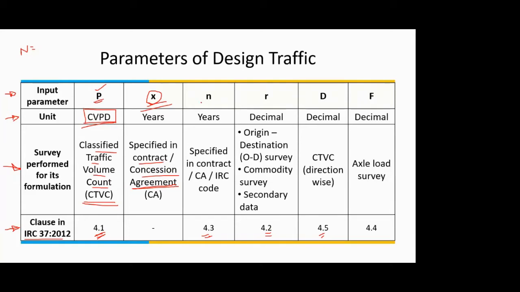Then the next parameter is N, small n, that is the design life of the road. Okay, there is a difference between X and N. Obviously, X is number of years, N is also number of years, but small x, it is the number of years required to complete the construction of the road, and small n, it is the design life of the road. So for how many years you are intending to design that road.